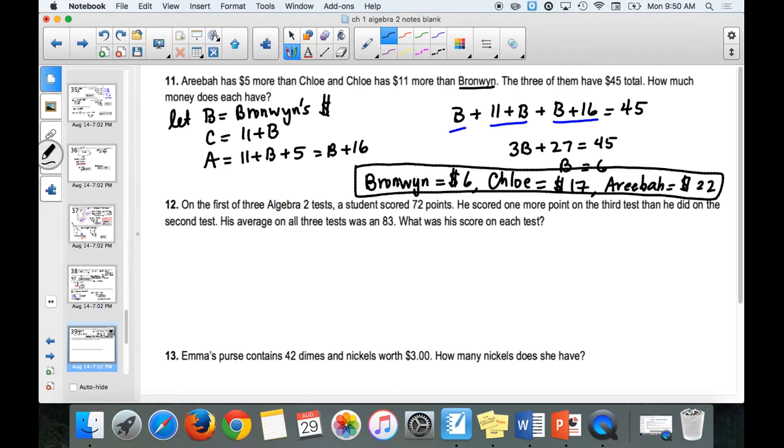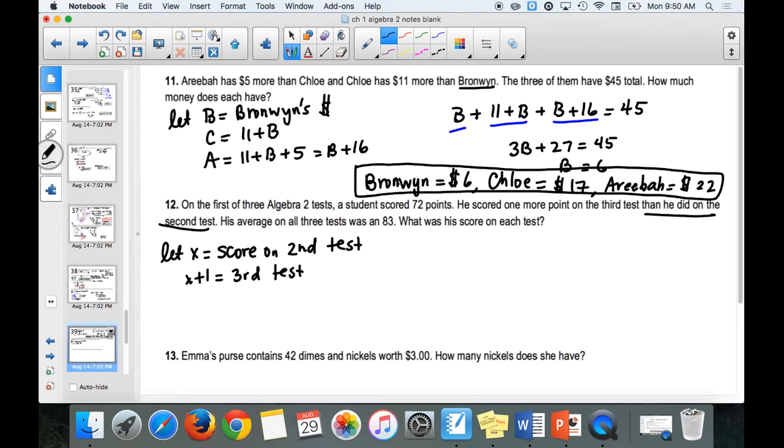So it says, on the first of 3 Algebra 2 tests, a student scored 72 points. He scored 1 more point on the third test than he did on the second test. So notice how we're saying than he did on the second test. That's when I would let my second test be my variable, okay? His average on all 3 tests was 83. What was his score on each test? So we're letting x equal score on second test. Then on the third test, he scored 1 point more, so x plus 1 equals third test.